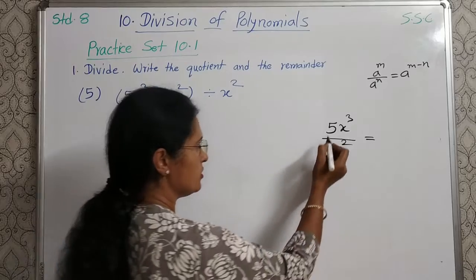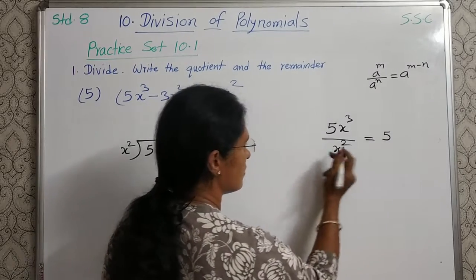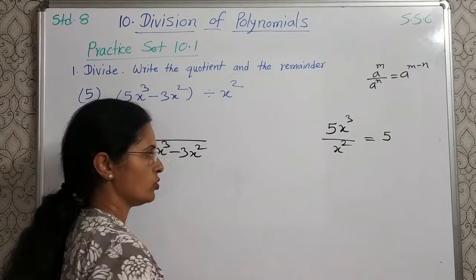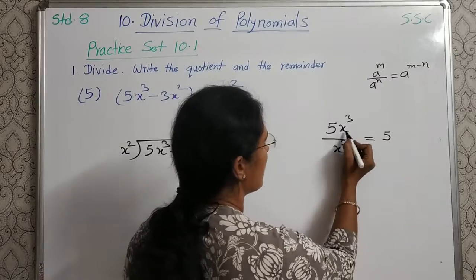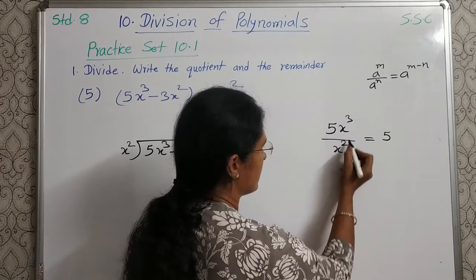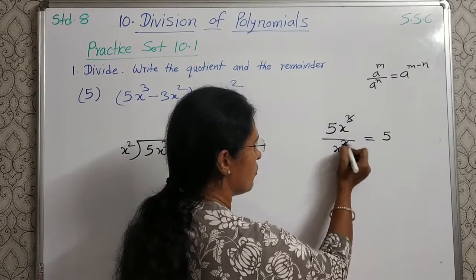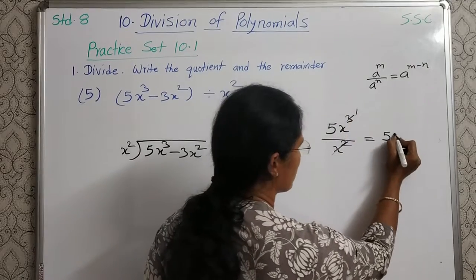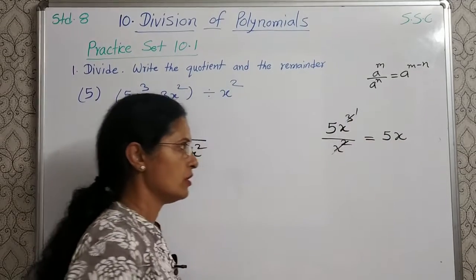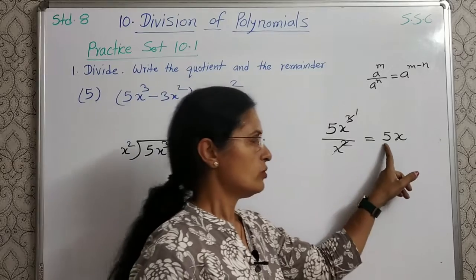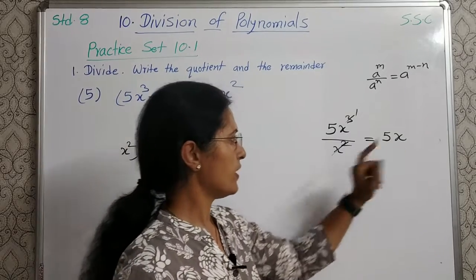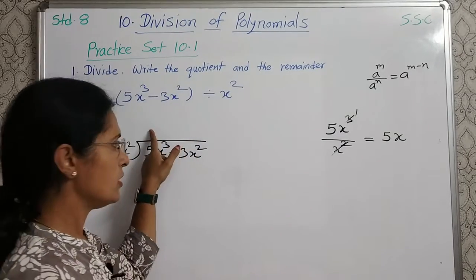So what is the quotient? Here 5 as it is, because in the denominator there is no other number than 1. X cube by x square. So 3 minus 2 is 1 and it is x only. X raised to 1, it means x. So the quotient is 5x and we write the quotient here.